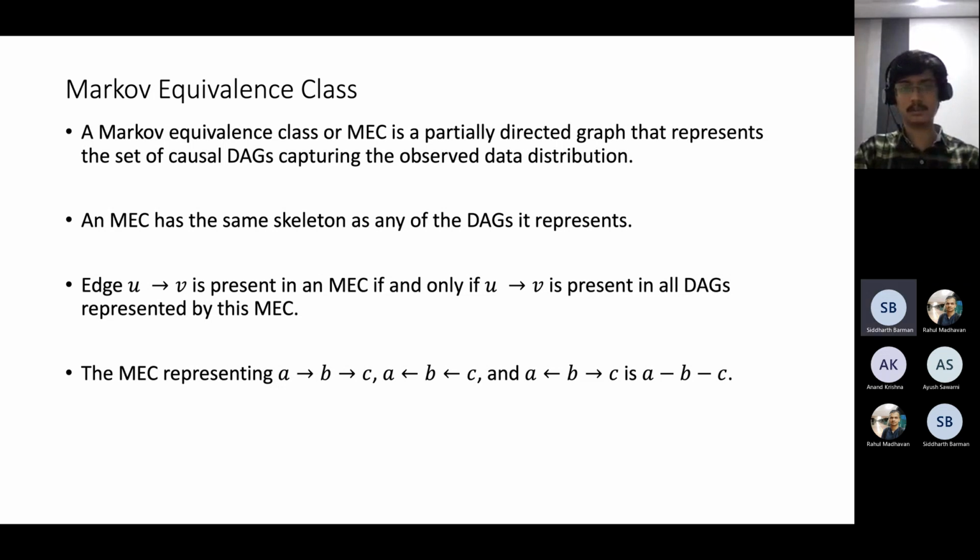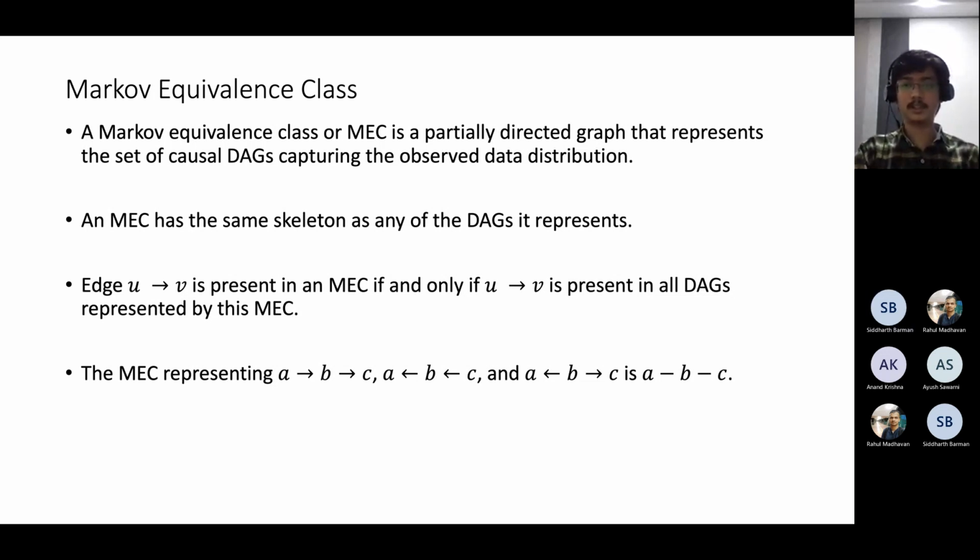Okay, I guess the point of the example is that the A to C edge is not present in any DAG in this equivalence class. So what that means is that given B, A and C will be independent. That can be inferred just using observational data. So this is the only independence that is being inferred from the data.